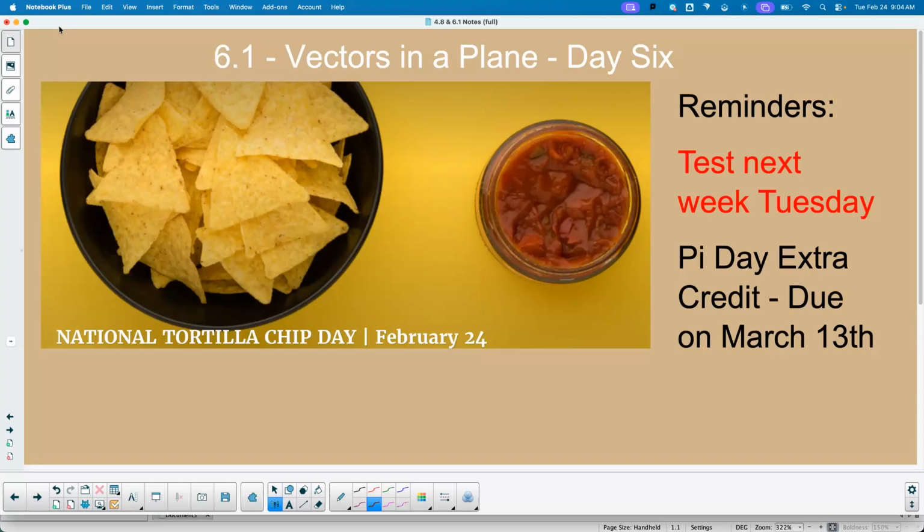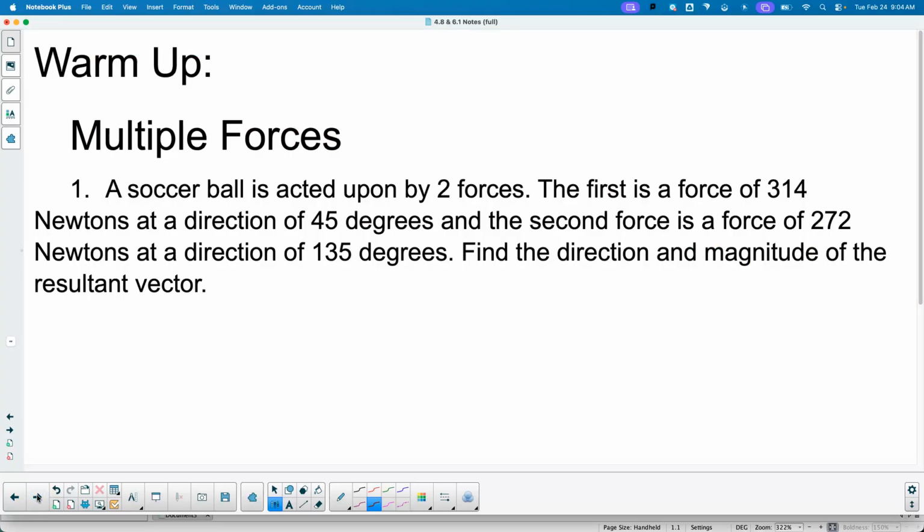Okay, let's jump into it. I do have a warm-up problem for you today. A soccer ball is acted upon by 2 forces. Just as a side note too, I see most of you went and grabbed your Inspires. I will be showing you how to do all of these calculations on the Inspire. So if you want to get more proficient with that, make sure you go and grab one. But again, you don't have to do it on the Inspire if you don't want to.